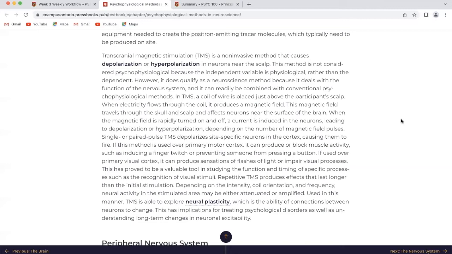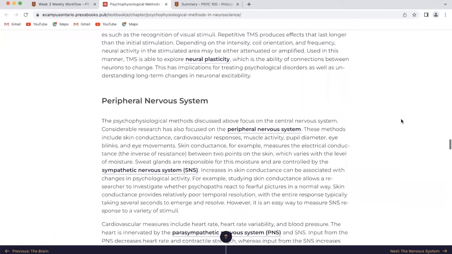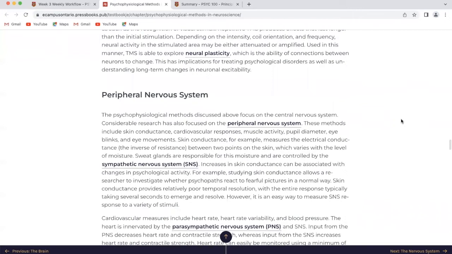Repetitive TMS produces effects that last longer than the initial stimulation. Depending on the intensity, coil orientation, and frequency, neural activity in the stimulated area may be either attenuated or amplified. Used in this manner, TMS is able to explore neural plasticity, which is the ability of connections between neurons to change. This has implications for treating psychological disorders as well as understanding long-term changes in neuronal excitability.